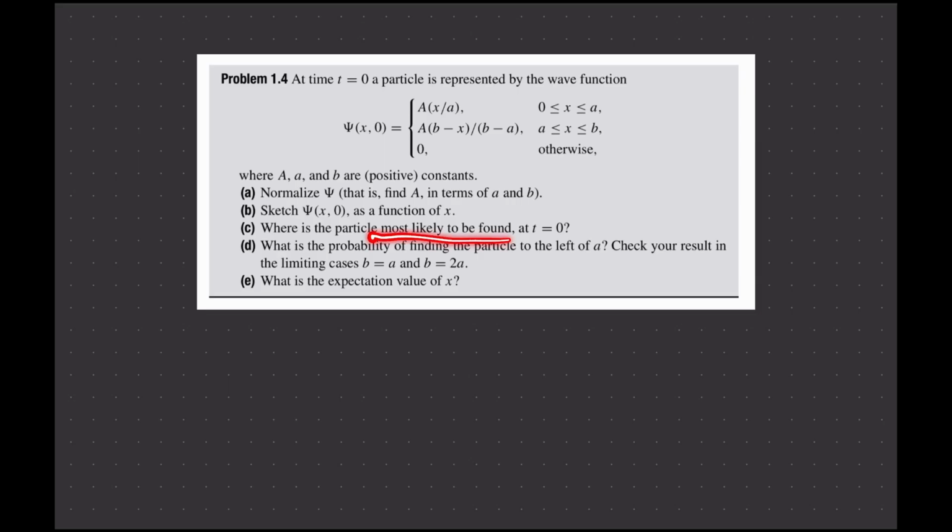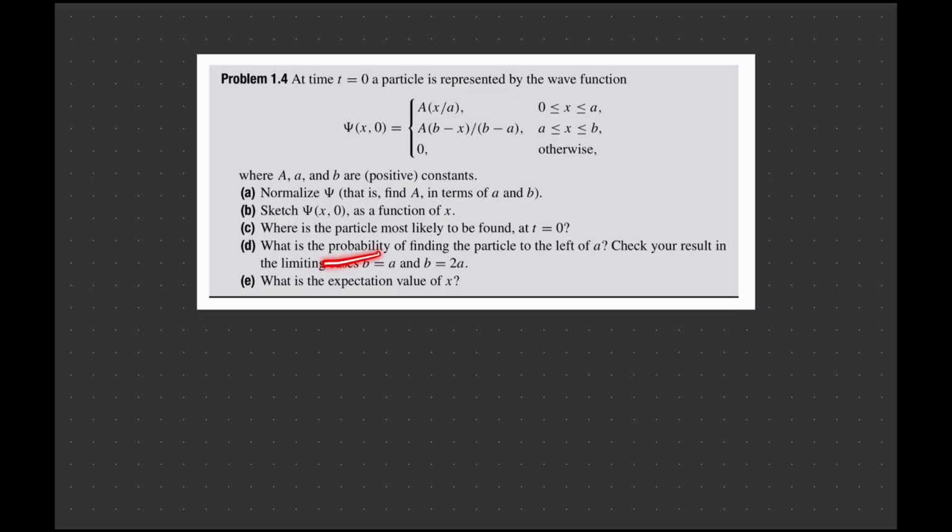This is where things get a little bit tricky because, as you saw in my 1-hour read-through, there are many different things that can answer this question. Maybe I shouldn't say that. Maybe there's one thing that can answer this question. But there are many different ways of thinking about where the particle is most likely to be found. So anyway, where's the particle most likely to be found at t equals 0?